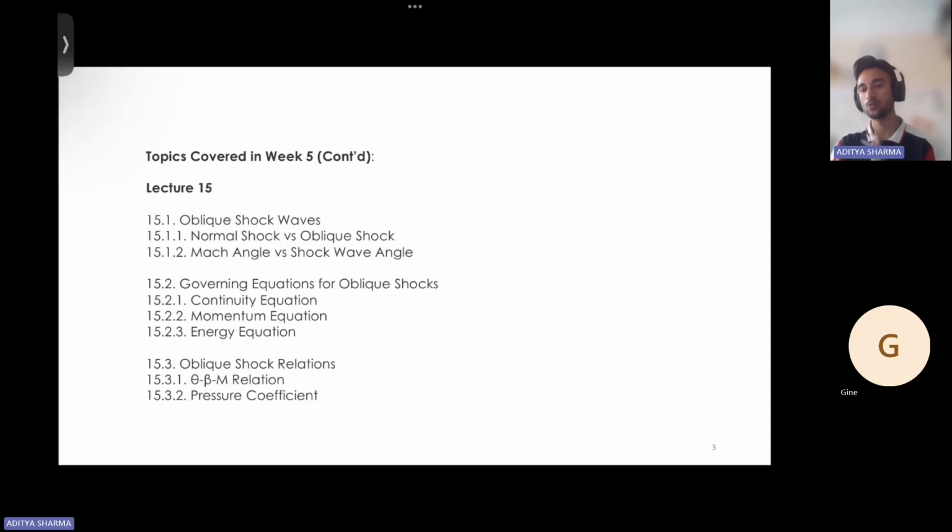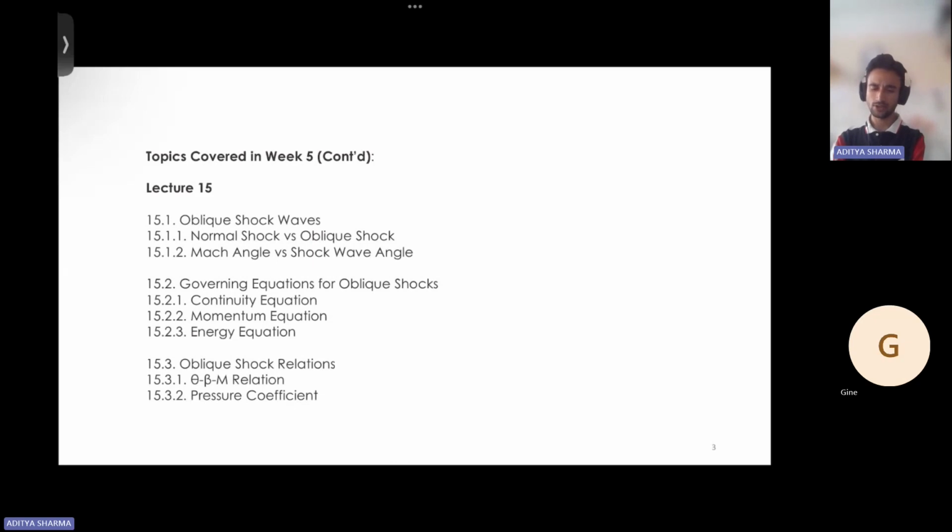Let us suppose the flow is moving in a particular direction. In this case, the shock wave won't be perpendicular to the flow. The shock wave will be at a particular angle to the flow. If we want to visualize things, I'll show this. Oblique shock waves: let's first see what topics we have.